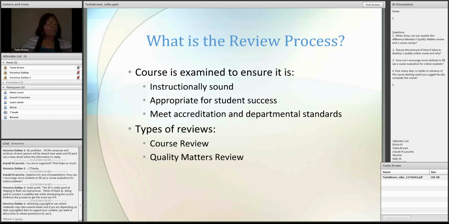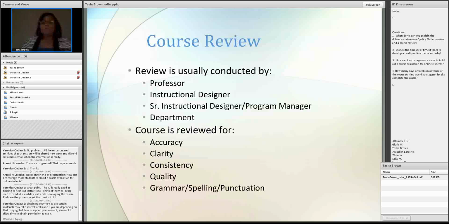There are two types of reviews that usually take place: course reviews and Quality Matters reviews. All in all, you want to make sure that you're paying attention to detail and that the course is a good course from beginning to end and that it flows well. So the course review process consists of a review that is done by the professor at the beginning and throughout. The instructional designer will look at it throughout as well.